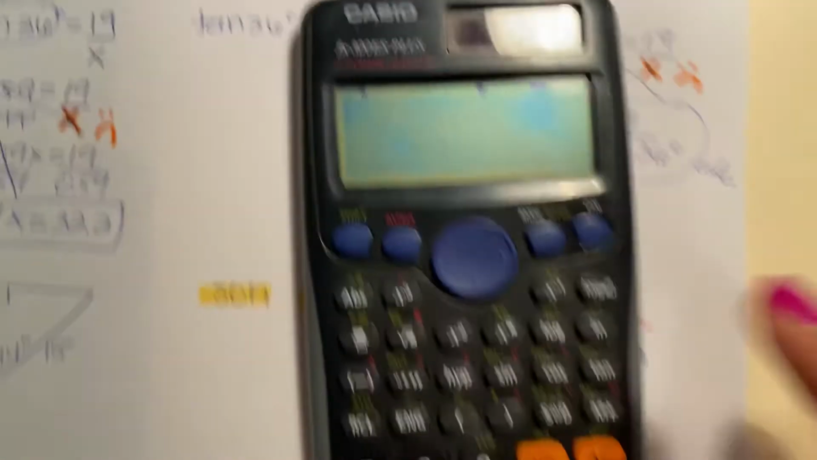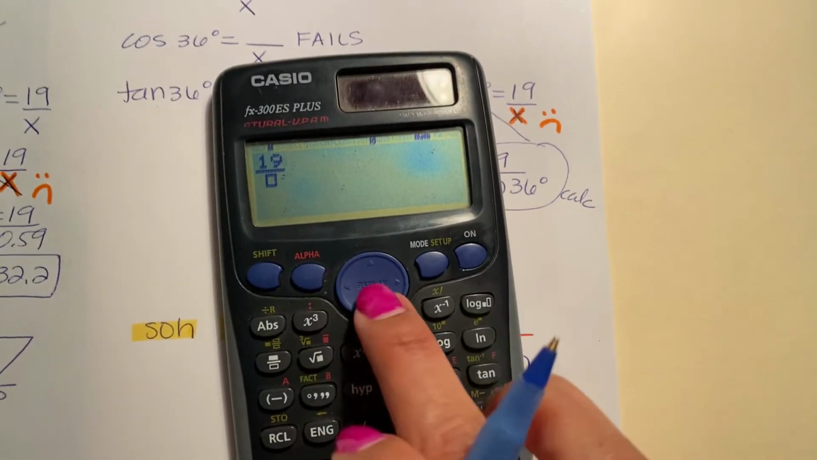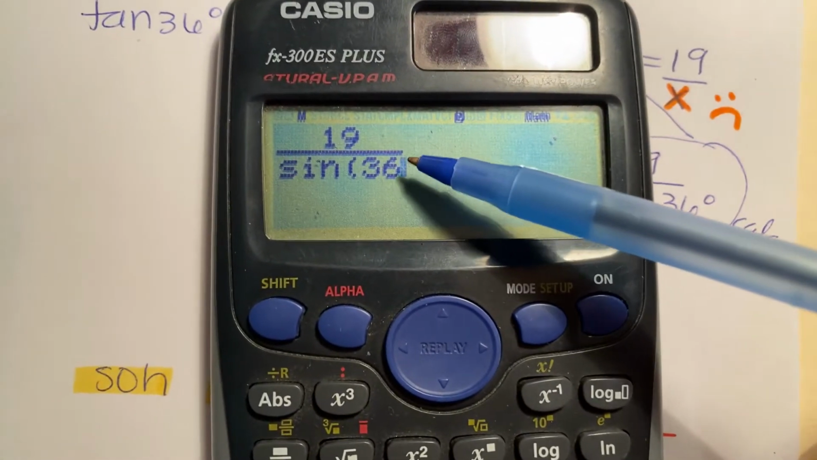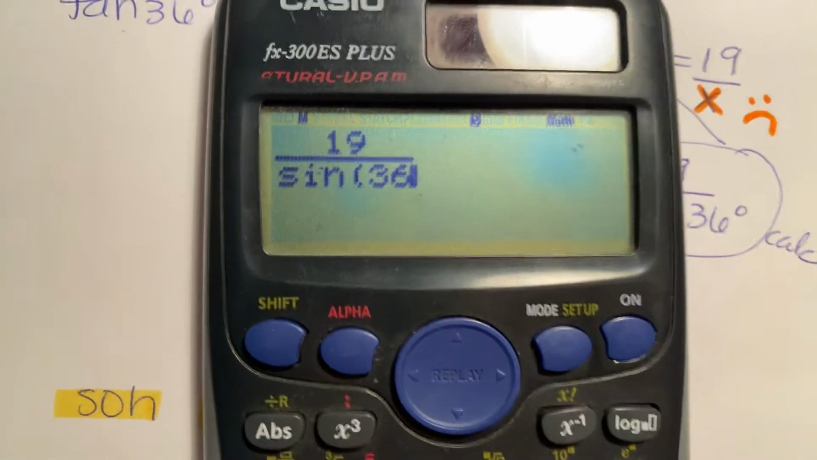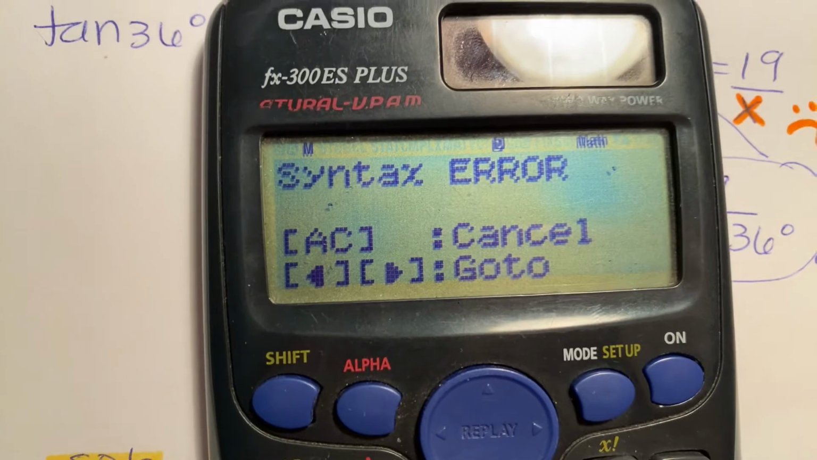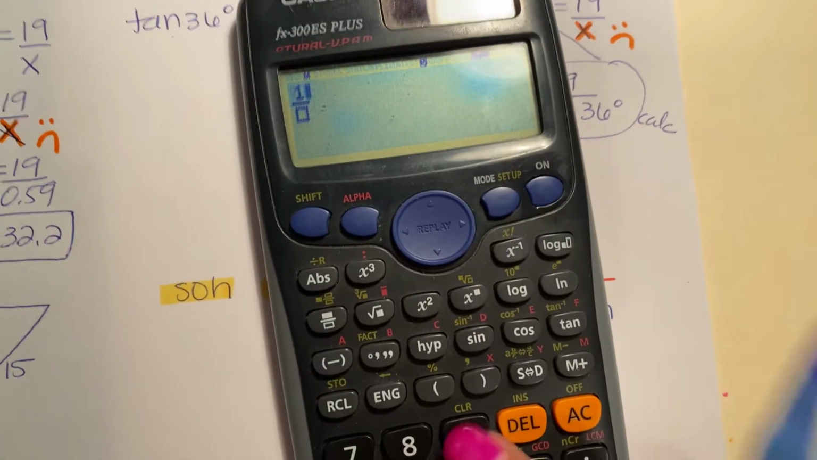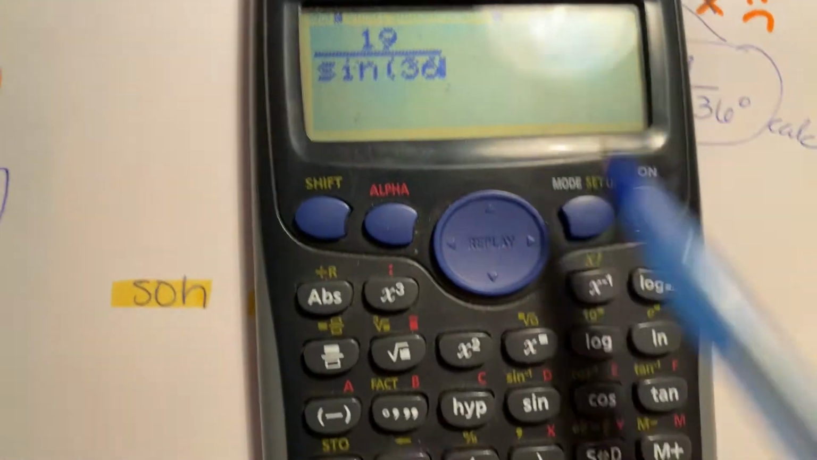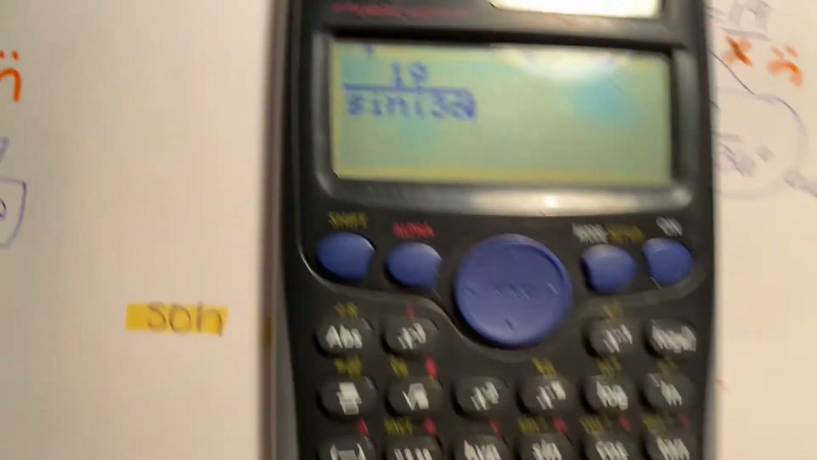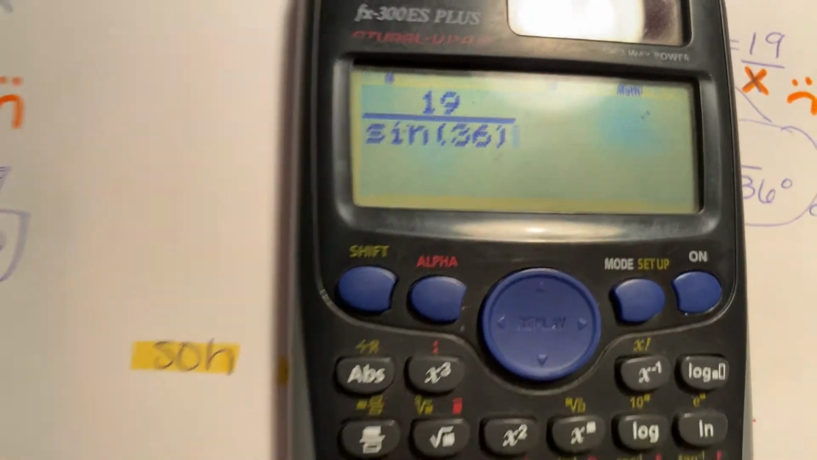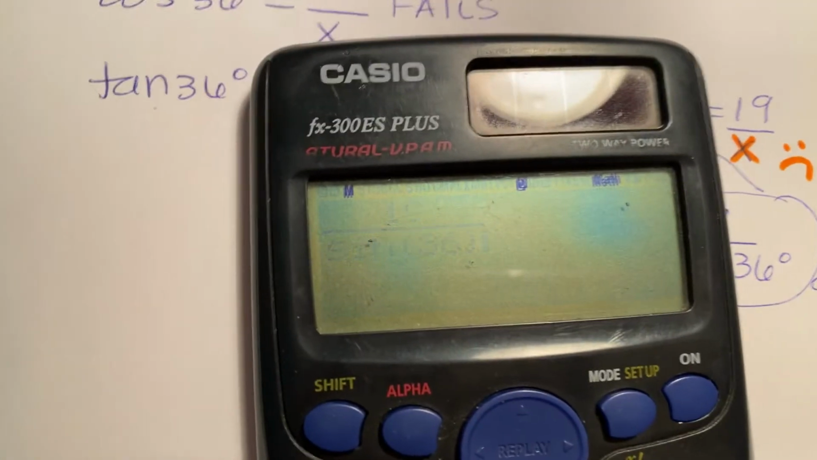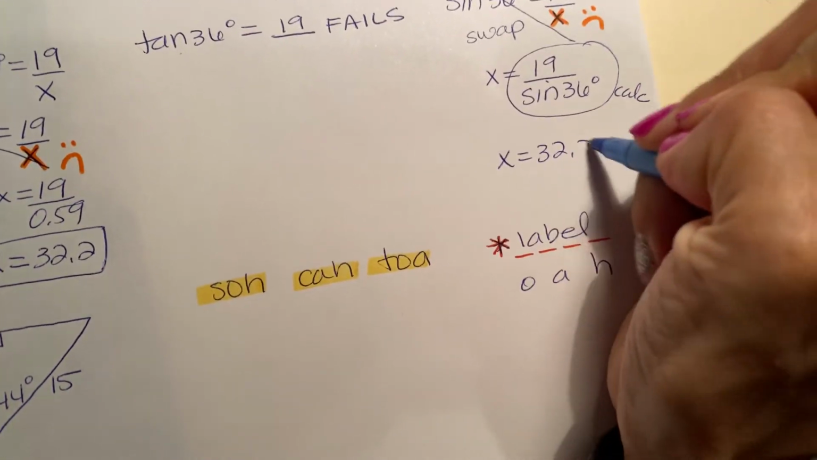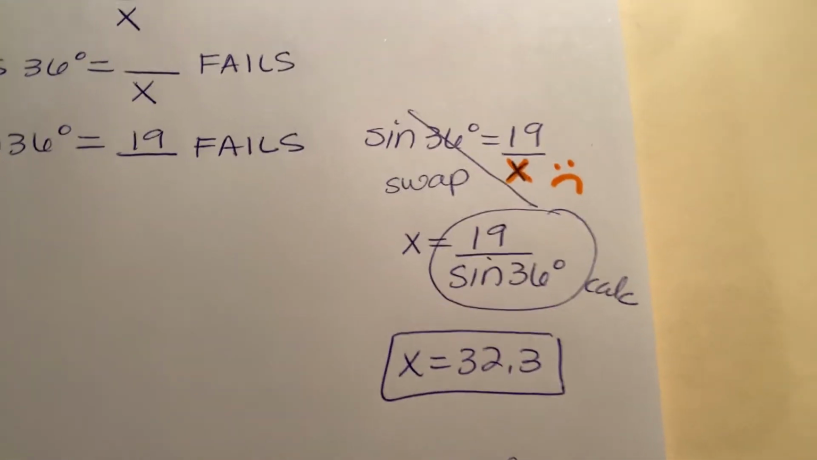Okay, so what is the fraction 19 over sine of 36? Okay, really quick though. See that cursor? If you leave it there and you do not close a parenthesis, I'm going to hit equal, I'm going to get rejected. Syntax error, I was rejected. Let's do it again. 19 over sine of 36. See that cursor? You have two options. You got to close it. Close that parenthesis. Now if I hit equal, I do not get rejected. 32.3. And so there's my answer, 32.3. Okay, so what happened?